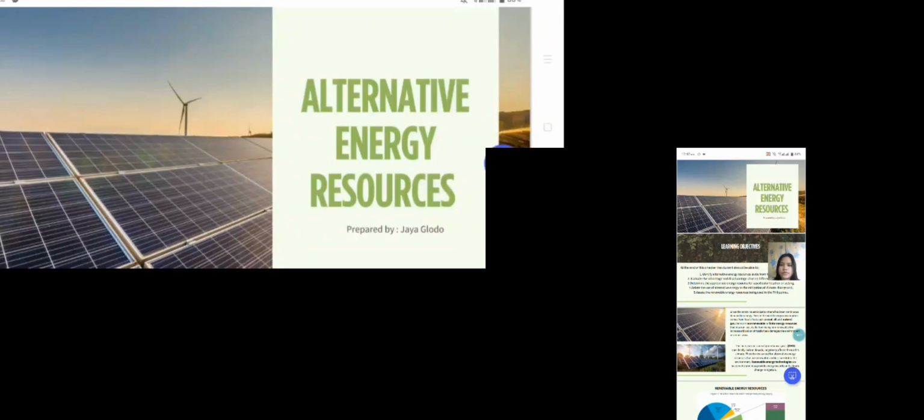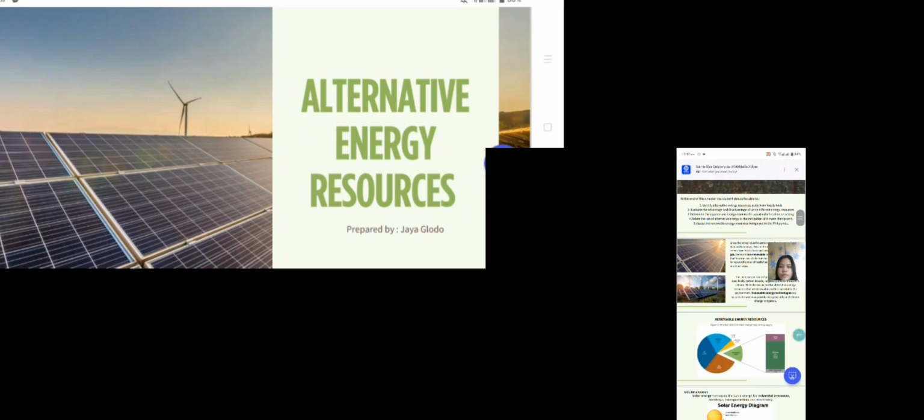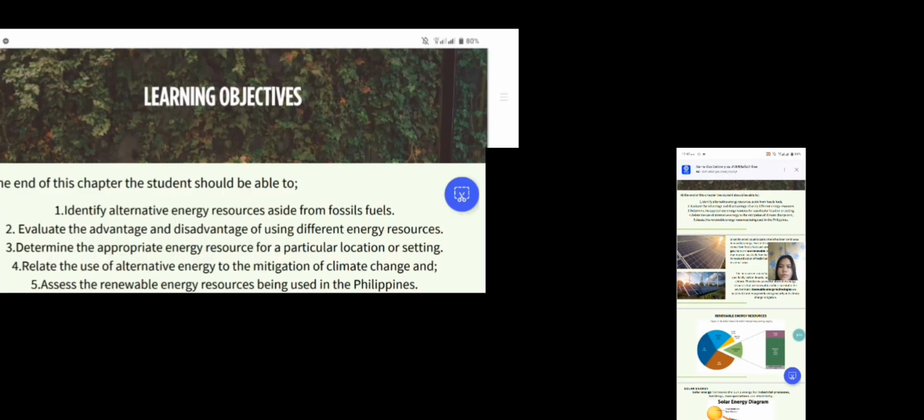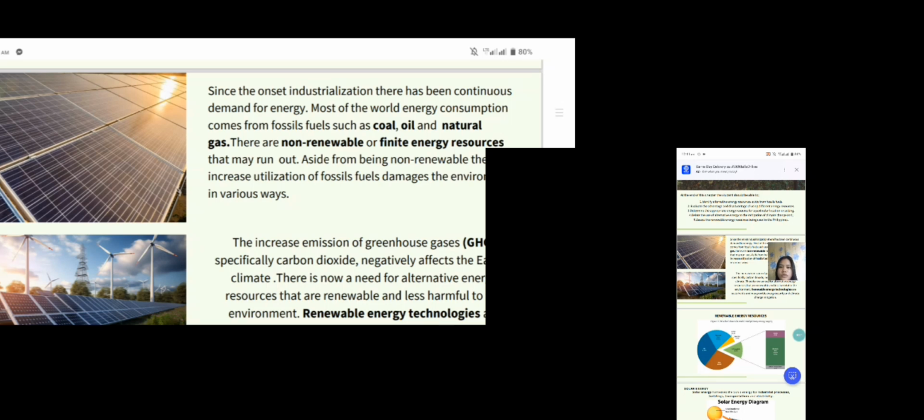Alternative energy resources. For the learning objectives, at the end of this chapter, the student should be able to: 1. Identify alternative energy resources aside from fossil fuels. 2. Evaluate the advantage and disadvantage of using different energy resources. 3. Determine the appropriate energy resource for a particular location or setting. 4. Relate the use of alternative energy to the mitigation of climate change. And 5. Assess the renewable energy resources being used in the Philippines.